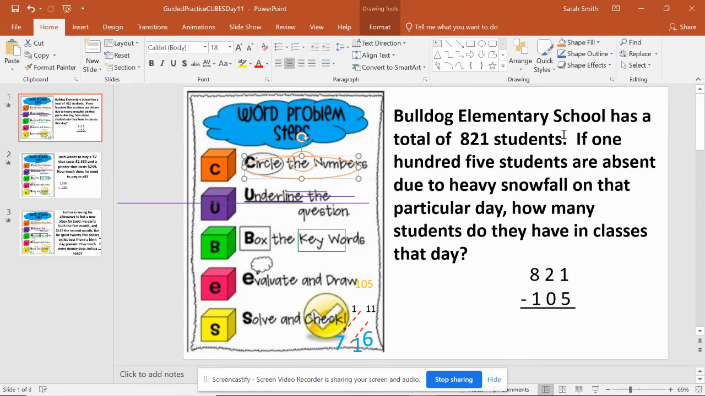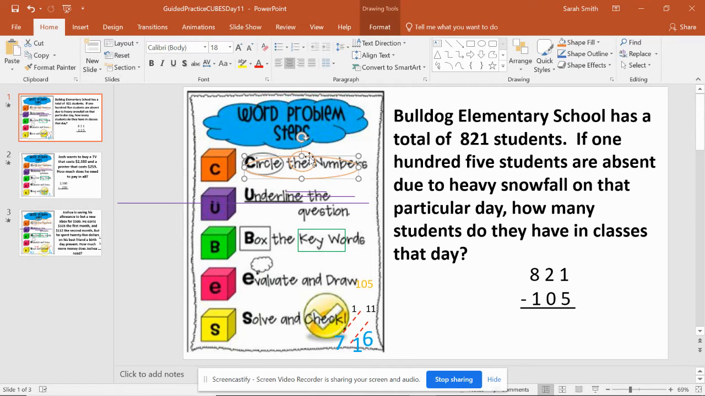Bulldog Elementary School has a total of 821 students. If 105 students are absent due to a heavy snowfall on that particular day, how many students do they have in classes that day? I have to read questions a couple times, so I'm going to read it again. Bulldog Elementary School has a total of 821 students.